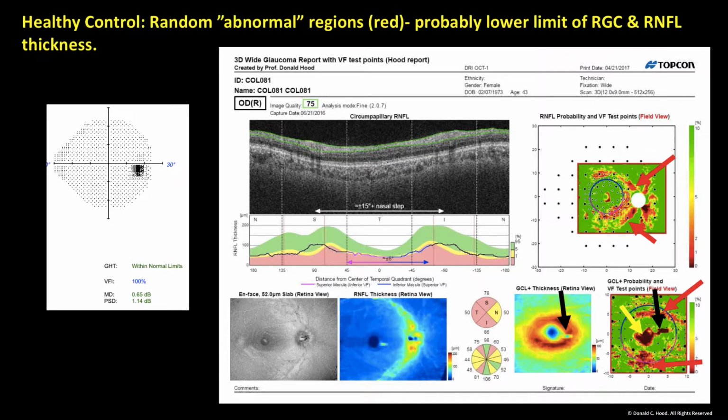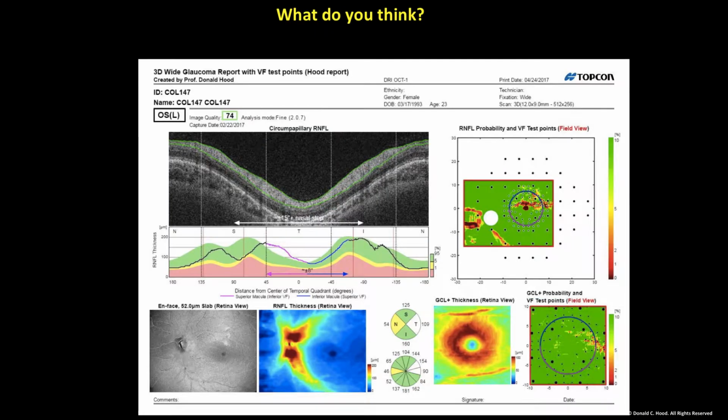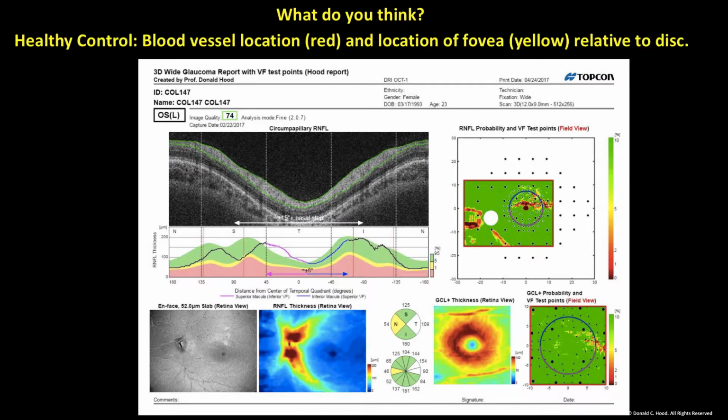So what do you think about this eye? Well, first of all, the blood vessels. Now look, the blood vessels are probably causing this, right? Because there's the blood vessel, and there's the peak. Remember, this is flipped vertically, flipped along the horizontal meridian for field view. So that is that. So that's blood vessel.